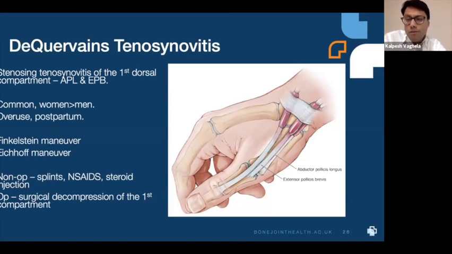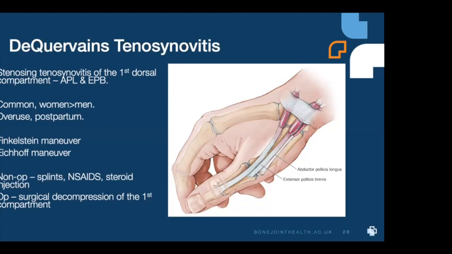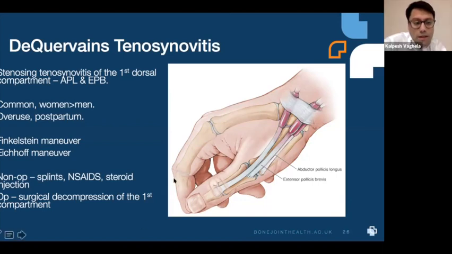The mainstay of treatment is anti-inflammatories, splinting, and then steroid injections, and the surgical treatment for this is surgical decompression. You've got to be aware that the first dorsal compartment, especially the APL, has multiple slips. So when you decompress these, you should be aware that you may need to decompress multiple compartments of the APL, and you don't want to miss these because that might cause continuing symptoms. So that's really de Quervain's.